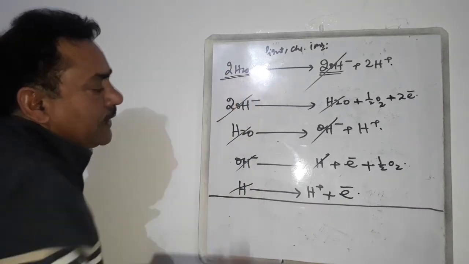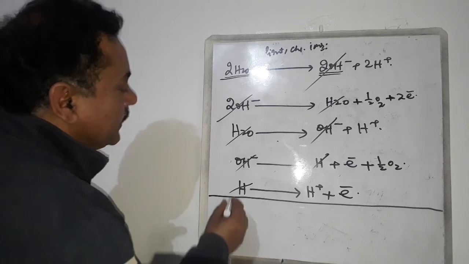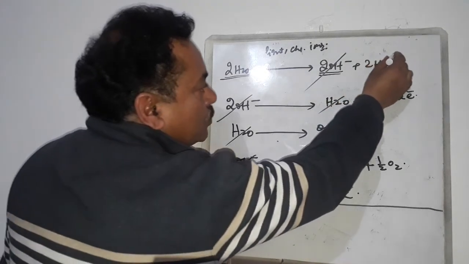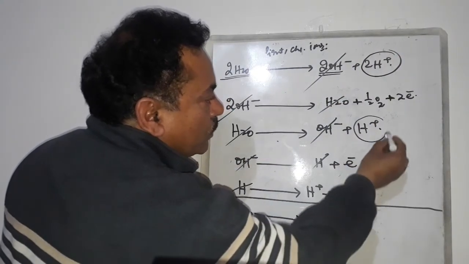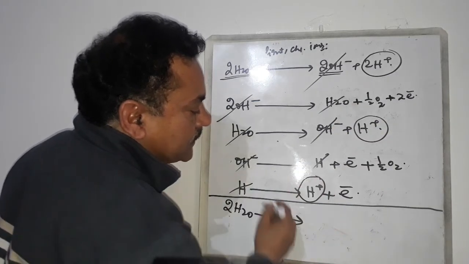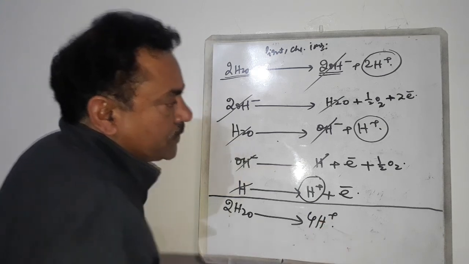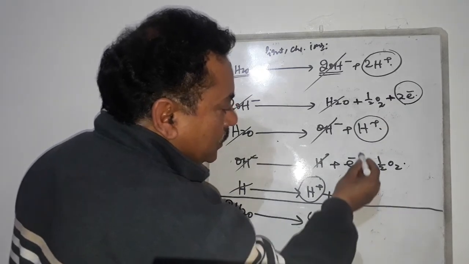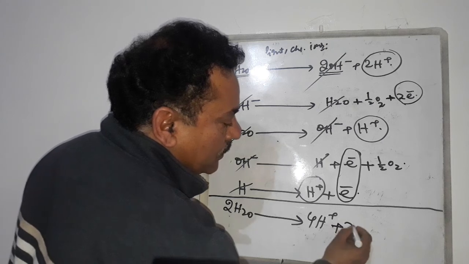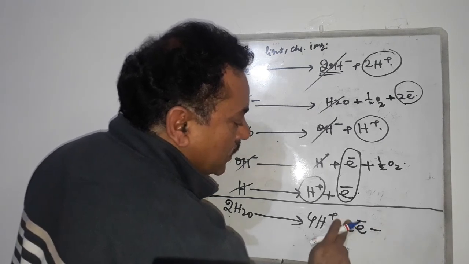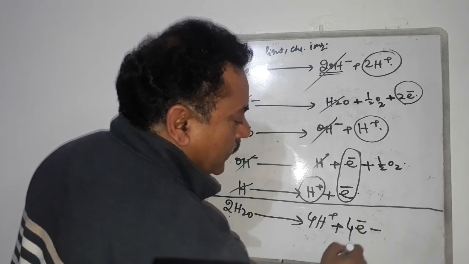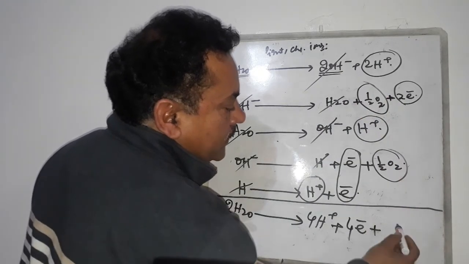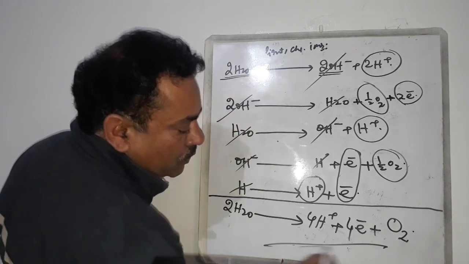Now we have the net equation of this photolysis of water. That is twice H2O. On this side, we will get 2 protons, 1 proton means 3 protons, and this proton, that is 4 protons, 4H positive. Then you have 2 electrons, again 2 electrons, that is 4 electrons. And in addition to this you have half of O2 and this half of O2, that is the O2. So this is the photolysis of water.